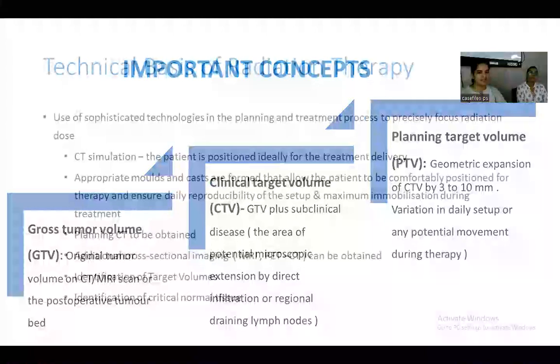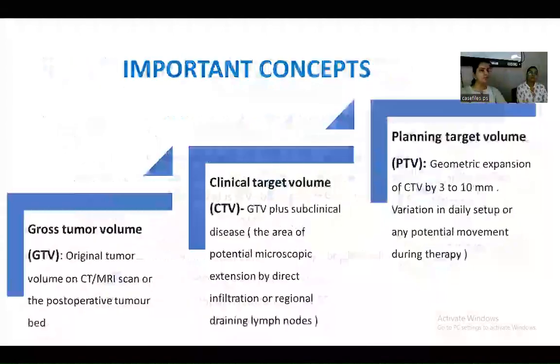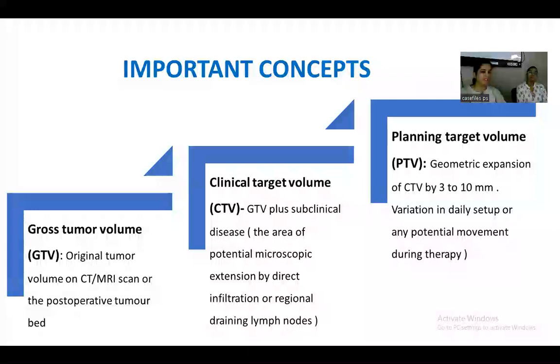Now, while we are considering the target volume, the important terms which are defined include the gross tumor volume, the clinical target volume, and the planning target volume. What is gross tumor volume? It is the original tumor volume, which is defined on the initial CT or MRI scan, or the post-operative tumor bed, when the patient goes directly into surgery, and after that a tumor bed has to be irradiated. It is considered to be the gross tumor volume.